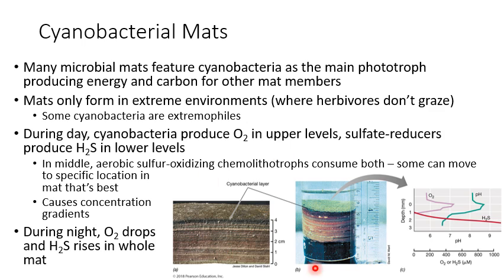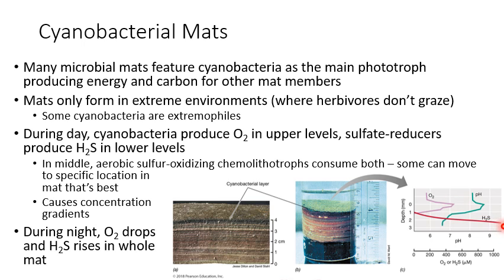So in the pictures here, you can see layers in a typical cyanobacterial mat. At the bottom here is where you have your sulfate reducers, and at the top where it's green, it's where you have your cyanobacteria. In the middle is where you would have your sulfur oxidizers. And then this graph is showing concentrations of oxygen and hydrogen sulfide throughout the mat during the day. So the top of the mat would be right here. You have high oxygen in the top of the mat, actually even higher than the air, because the cyanobacteria are getting busy and making a lot of oxygen.